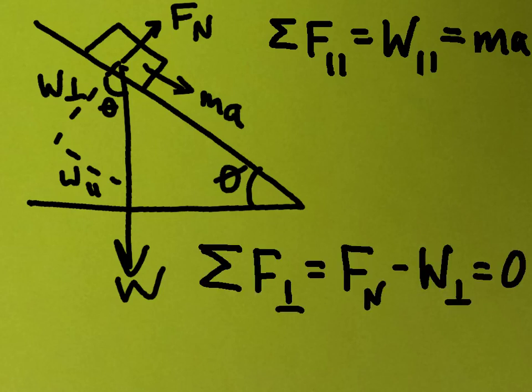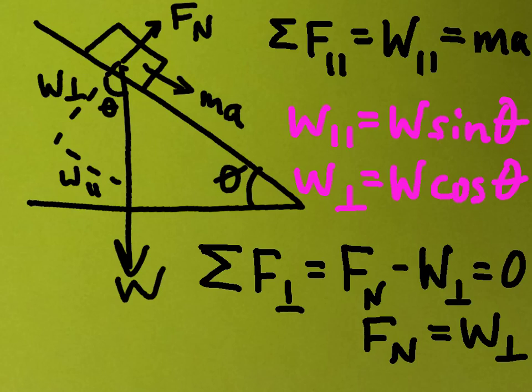The net sum of the forces in the perpendicular direction include the normal force, which is in the positive direction, perpendicular to the surface, minus the perpendicular component of weight, which is negative because it's in the opposite direction. And since the box is not going to jump up and down on the ramp, then that is set equal to 0. What we find is that that normal force is comparable in magnitude to the perpendicular component of the weight.